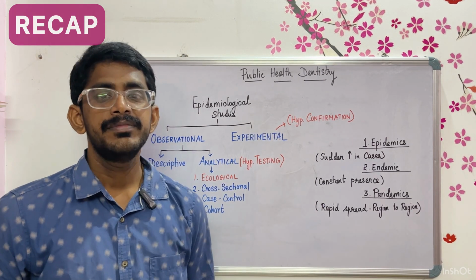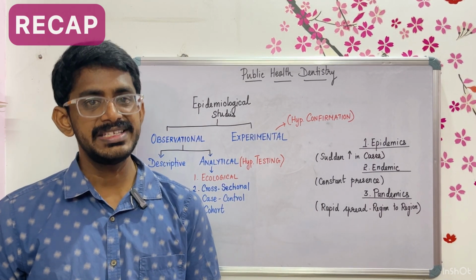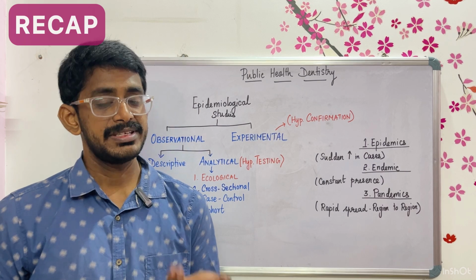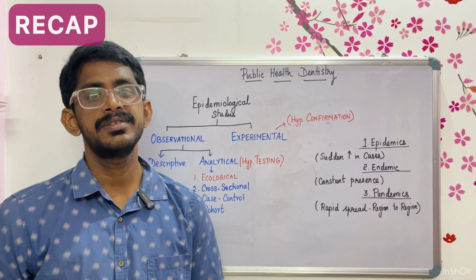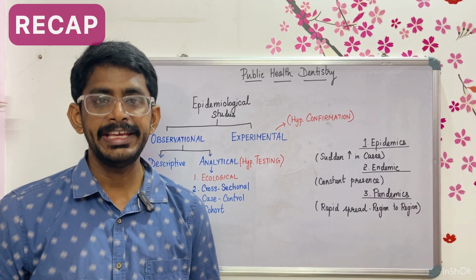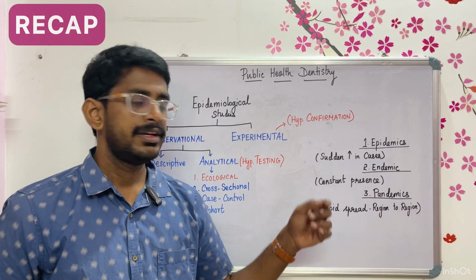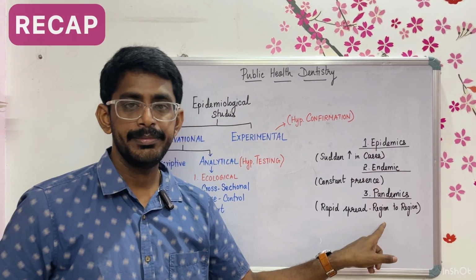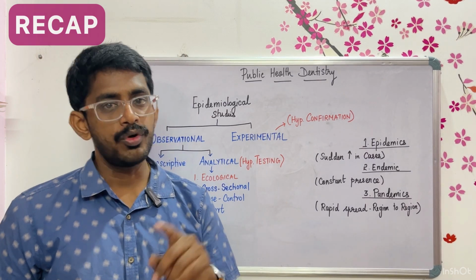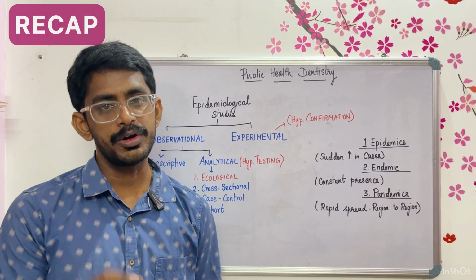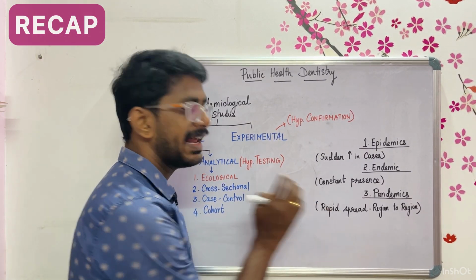What is an endemic then? It is the constant presence of a disease in a community. The best examples are endemic fluorosis, typhoid, dengue, malaria, tuberculosis in India, etc. And an epidemic becomes a pandemic when it rapidly spreads from one region to another region in a very short time. So that's the word rapid. Okay.